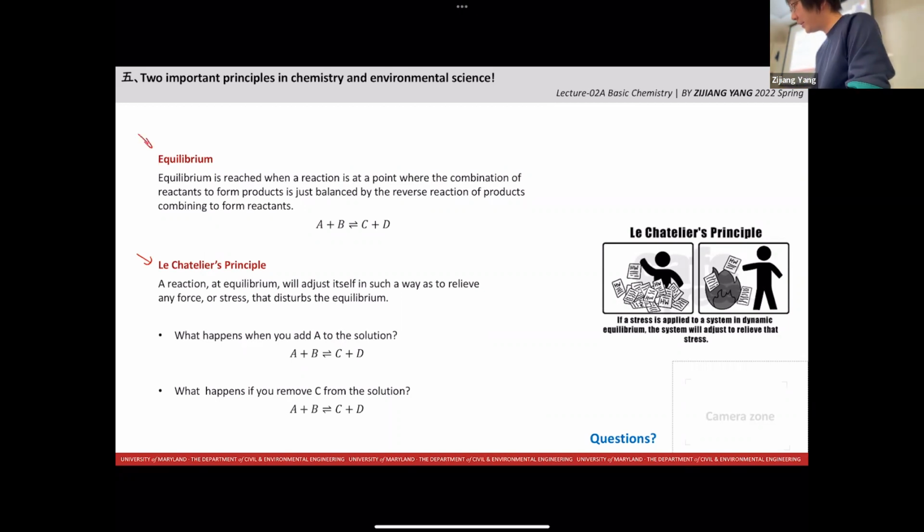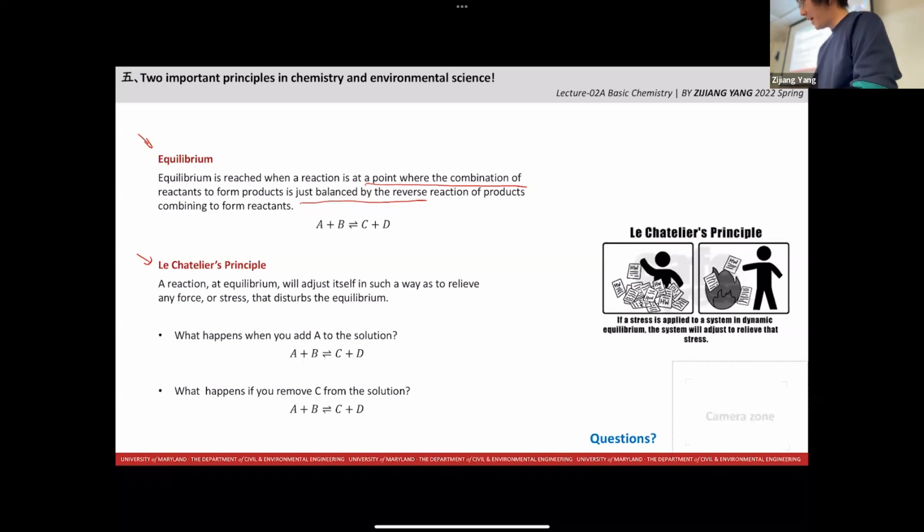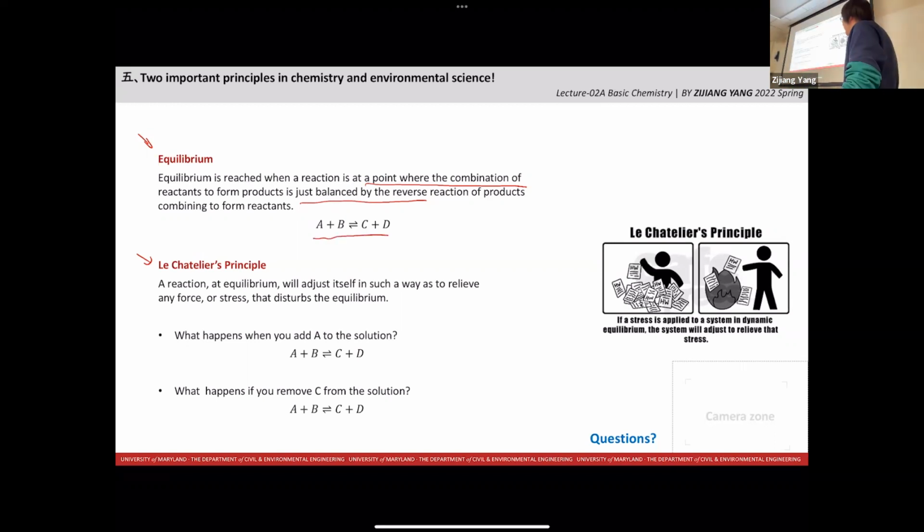So equilibrium is reached when a reaction is at a point where the composition of reactant and product is just balanced by the reverse reaction of the products combining to form the reactant. So basically, equilibrium describes a reversible chemical reaction, and it is the situation when the rate at which A and B are consumed equals the rate at which A and B are produced. So they are at a dynamic and steady state.